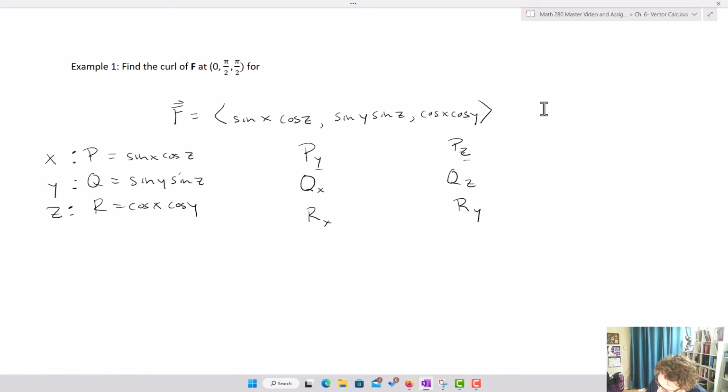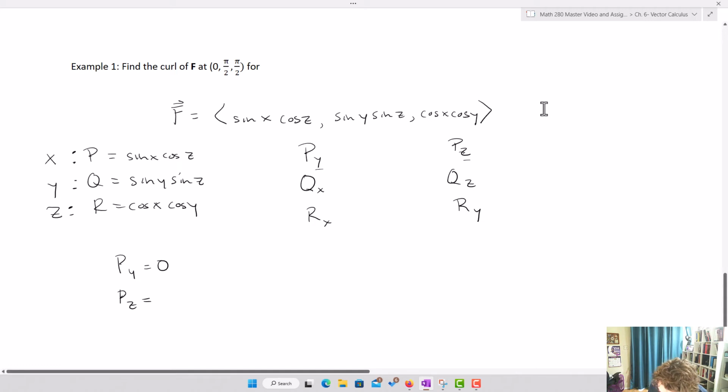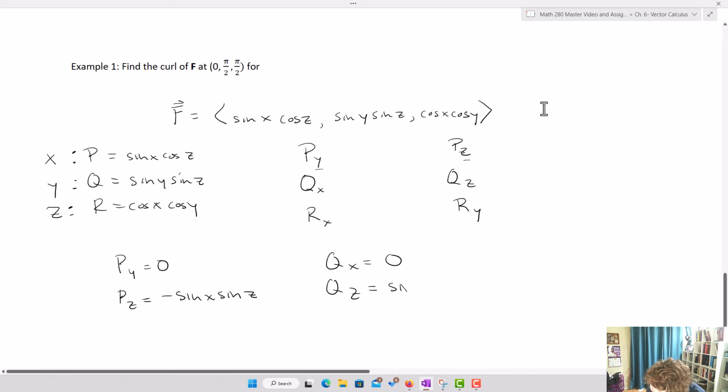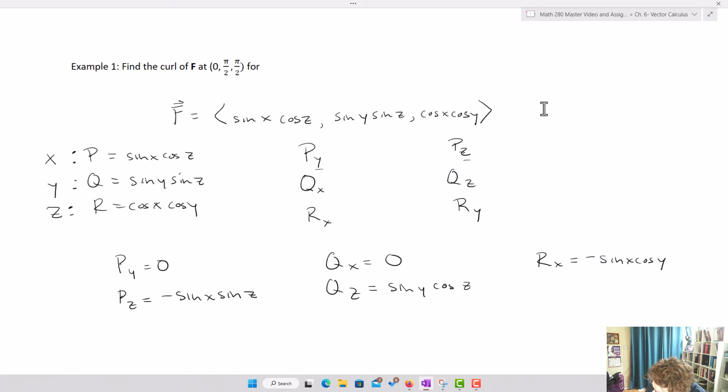So Py is going to equal 0, because there's no y value in there. Pz is then going to equal negative sine x sine z. Qx is going to equal 0. And Qz is then going to equal sine y cosine z. Rx is going to equal negative sine x cosine y. And Ry is going to equal negative cosine x sine y. So those are our partials.